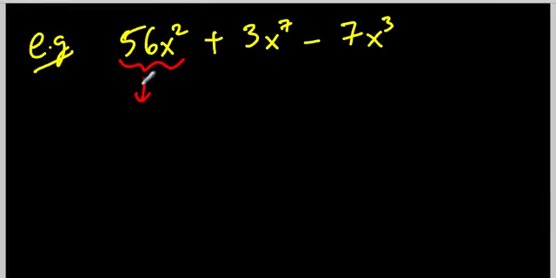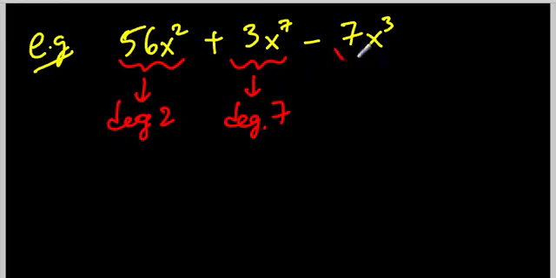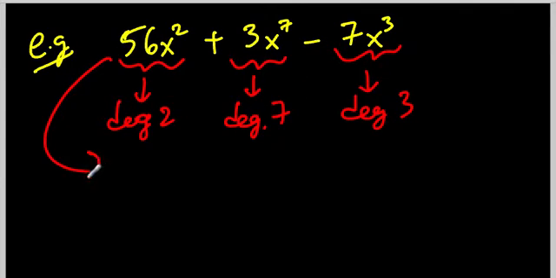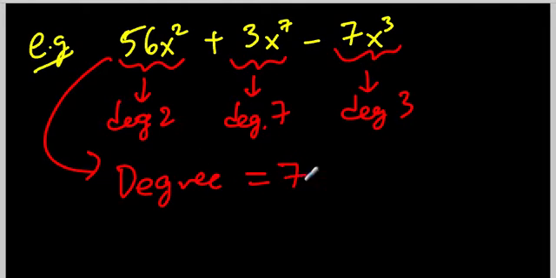So this is simply a degree of 2. This is a degree of 7. And this is a degree of 3. So amongst these, which one has the highest degree? Well, clearly it's 7. So what is the degree of this polynomial? The degree here is simply equal to 7.